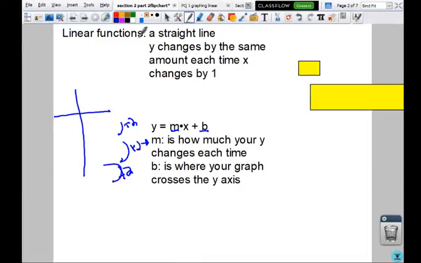And then you remember how when we did our words, we had to say where it started, and then how much it changes by? The where it started is b. B is where your graph crosses the y-axis, or another way to say it is just where it starts. Write the word where. So it's a little bit backwards from how we said it before, but it's still the same thing. We're still going to look at where it starts, and then we're going to look at how much it changes by.